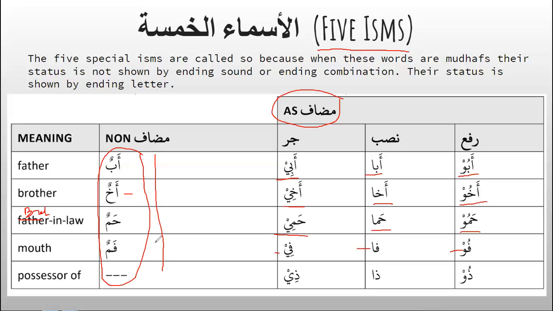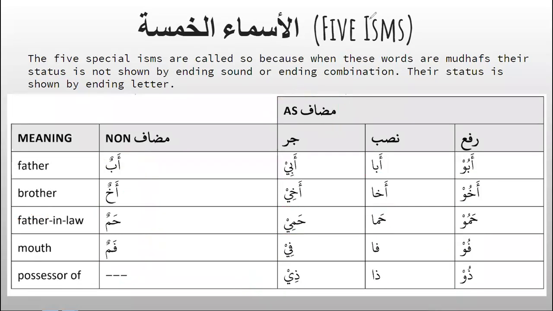And the possessor Zu never comes as a normal word. Zu always comes as mudaf, never changes. Its rafa is zu, nasab is za, and jar is zi. Zu, za, zi means possessor of, and it always comes with some belongings, or possessor of something. So these are some special isms. You have to memorize them with the special mudaf.